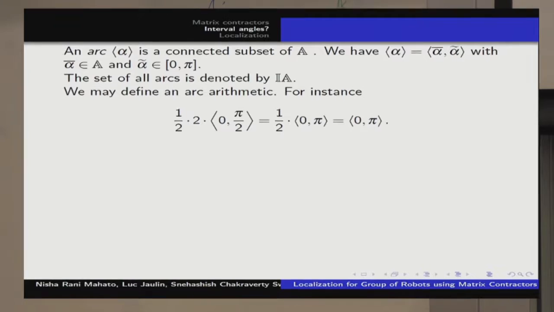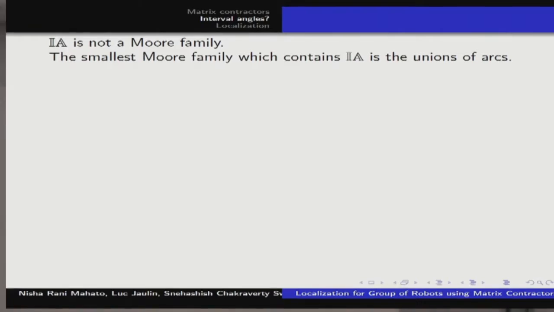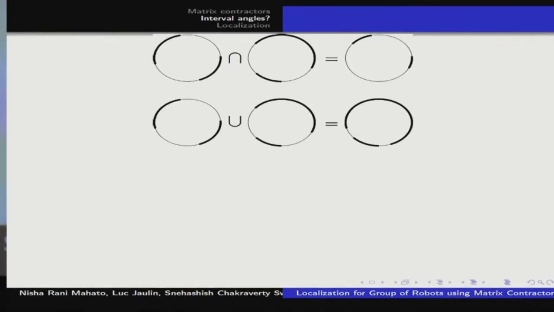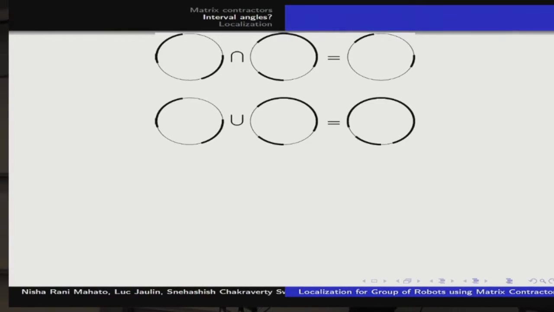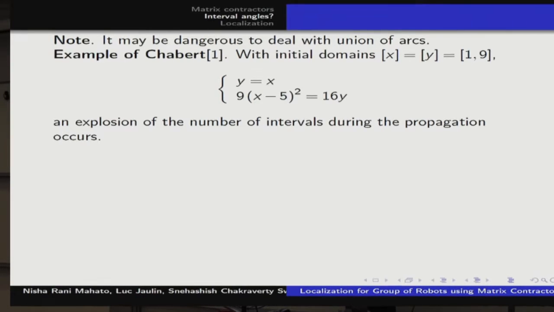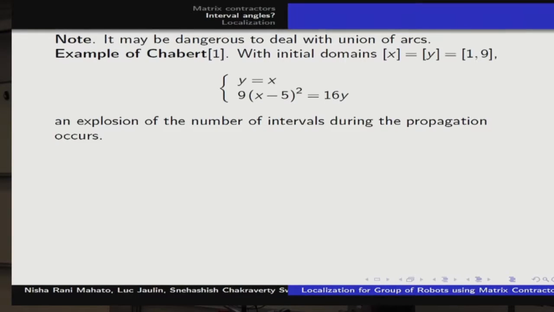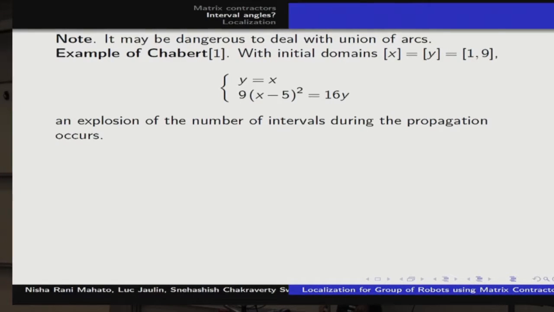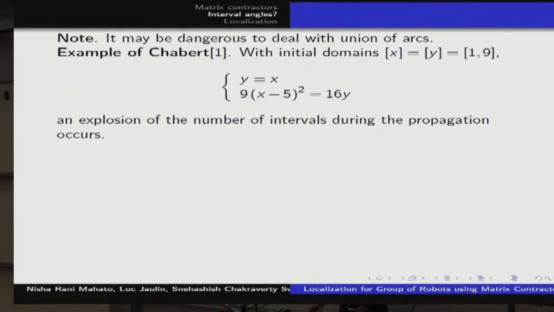So the smallest family which encloses the arcs is a union of arcs, and I can define intersection, union, and so on. But it's dangerous to work like this. Even if I have such a family, what happens, as shown by Gilles Chabert in his PhD, is that if you perform propagation on unions of arcs or unions of intervals, you may have an explosion. And so it's better not to use this kind of union of arcs.